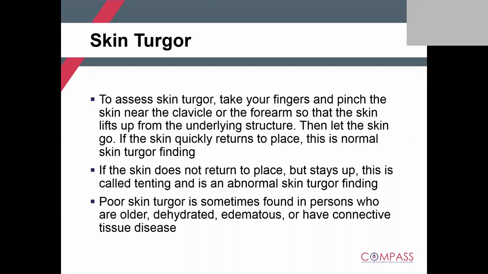You also need to assess the skin turgor. To assess skin turgor, take your fingers and pinch the skin near the clavicle or the forearm so that the skin lifts up from the underlying structure. Then let the skin go. If it quickly returns to place, this is a normal skin turgor finding. If it does not return to place but does stay up, it's called tenting, and it could be a sign of an abnormal skin turgor finding. Sometimes this is related to dehydration, an older adult, edema, or if they have any connective tissue disease.